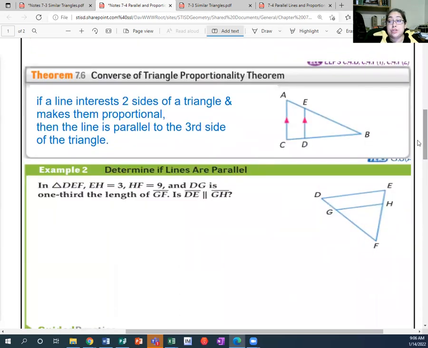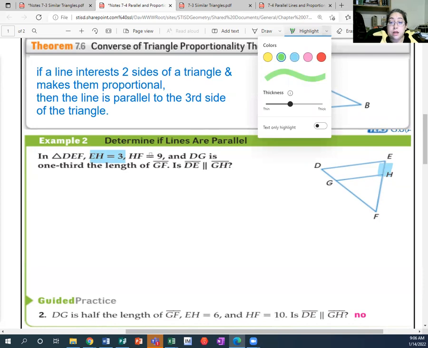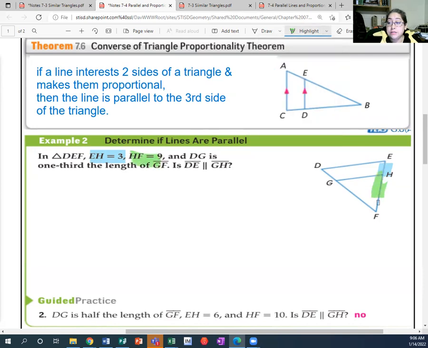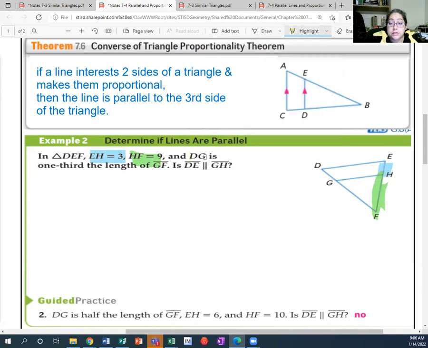Example 2 asks you to determine if lines are parallel. It's using this particular theorem. All right, let's check if these lines are parallel or not. I'm going to grab my highlighter. In triangle DEF, the line E to H is 3, so I'm going to highlight that blue. HF is 9, so that part is 9. Yellow: DG is 1/3 of GH.